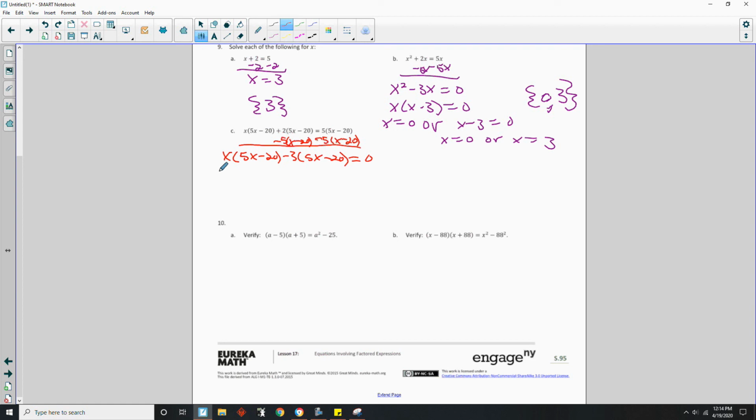Now I can put my outside term together as x minus 3, and the 5x minus 20 repeating is that wonderful distribution property, and I get this. So this would be x equals 3, and this would be 5x minus 20 equals 0. So if I add 20, I get 5x equals 20, and divide by 5, I get x equals 4. So my two solutions are 3 and 4.